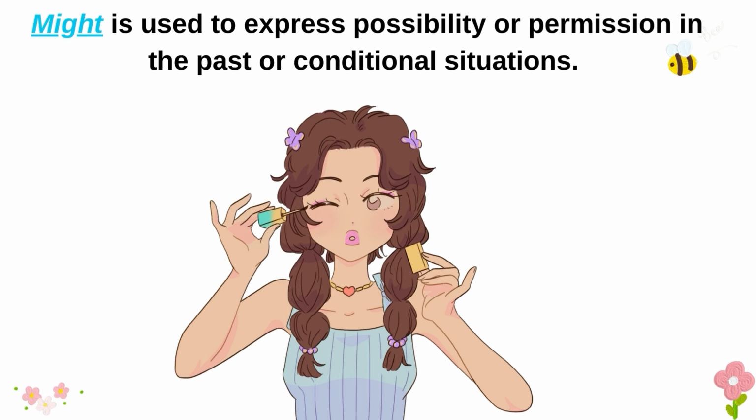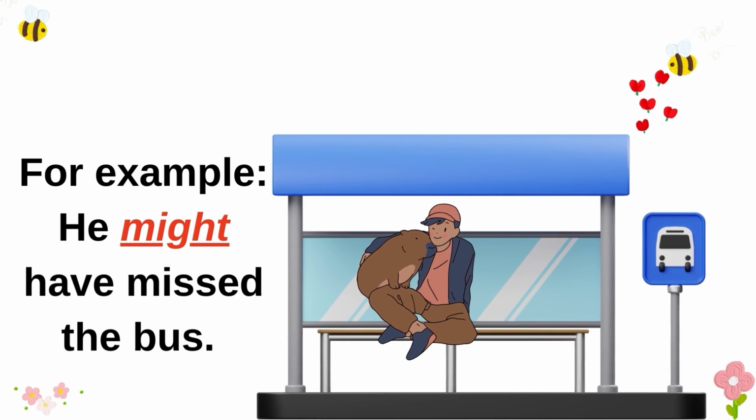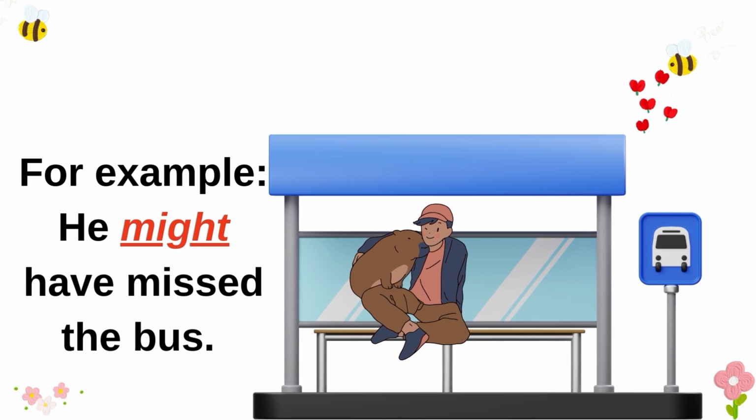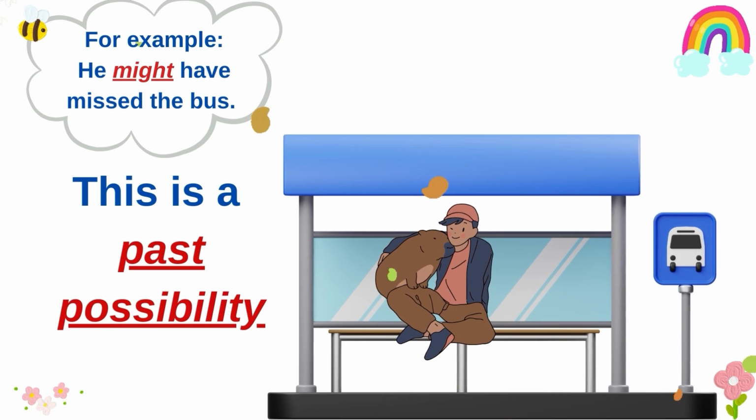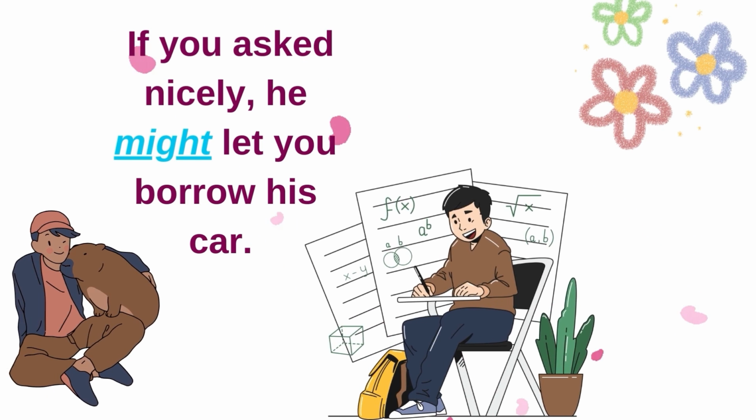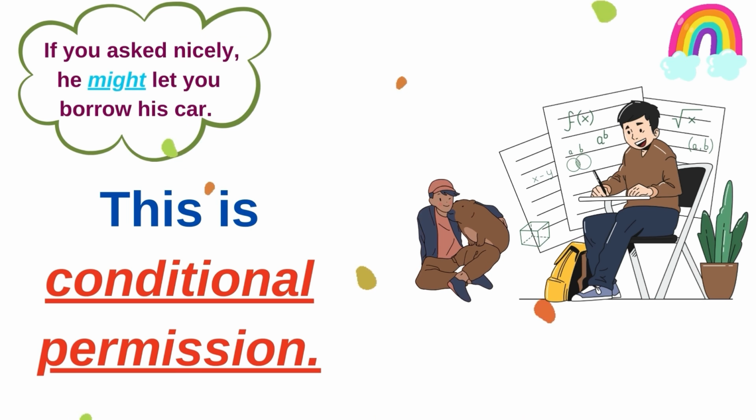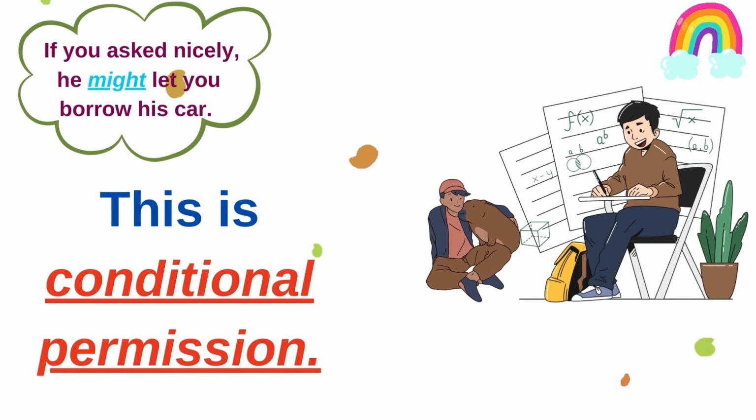Might is used to express possibility or permission in the past or conditional situations. For example, he might have missed the bus. This is past possibility. If you ask nicely, he might let you borrow his car. This is conditional permission.